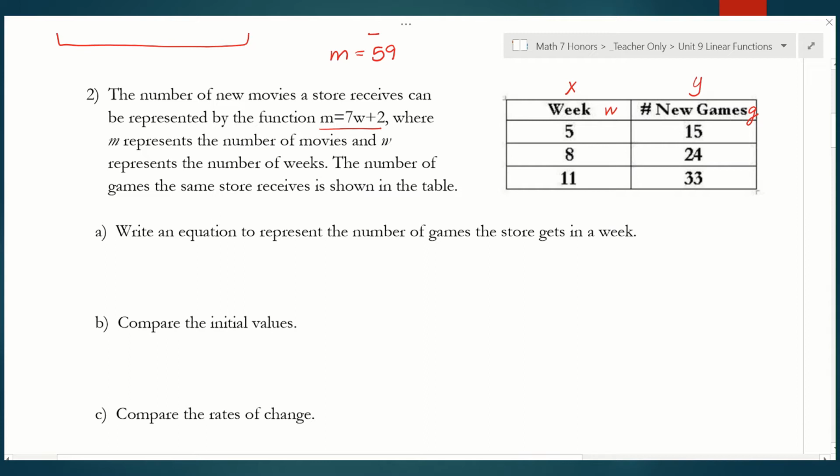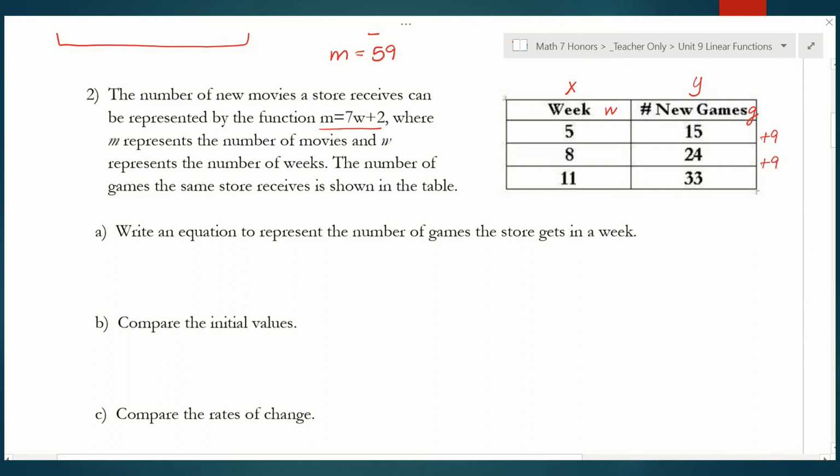To write the equation, we need two things. We need the slope and we need the y-intercept. Given a table, we can usually find the slope by looking for the change in y and the change in x. If I look at my change in y, I'm going from 15 to 24. That's adding 9. And then from 24 to 33, I'm also adding 9.